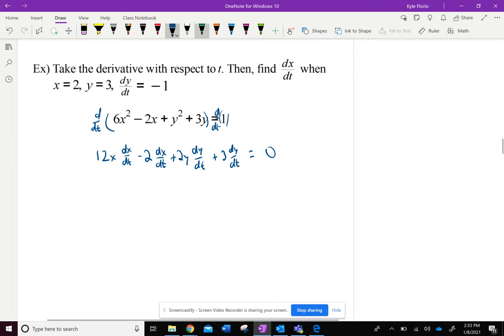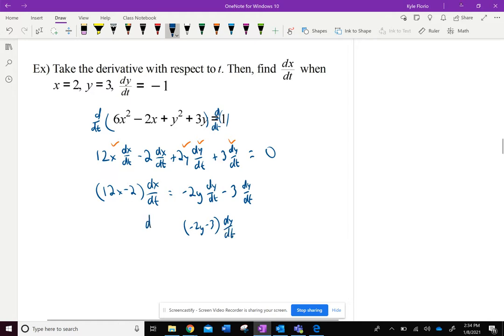So at this point, you can plug in x, y, and dy/dt. I'm going to solve for dx/dt first and then plug in all my numbers at the end. So I'm going to factor out the dx/dt from the first two. So I'm going to have 12x minus 2 times dx/dt. I'm going to bring these two terms to the other side. So I'm going to have a negative 2y dy/dt and a negative 3 dy/dt. And I'm going to factor out the dy/dt. So I'm going to have negative 2y minus 3 times dy/dt.